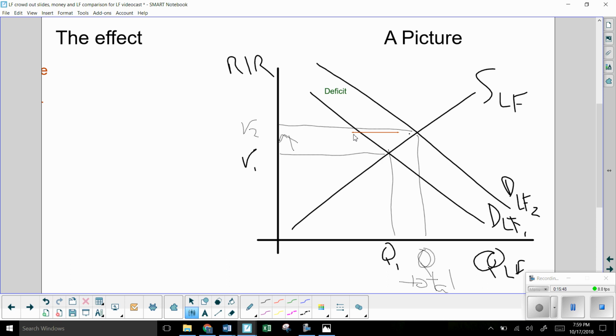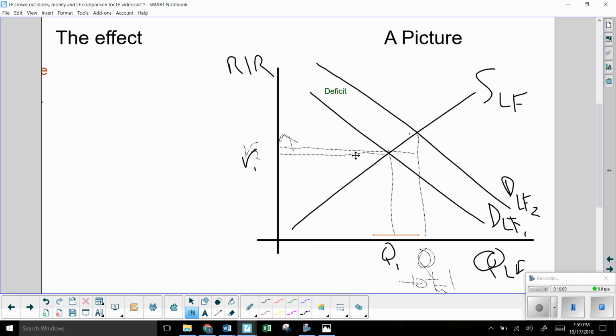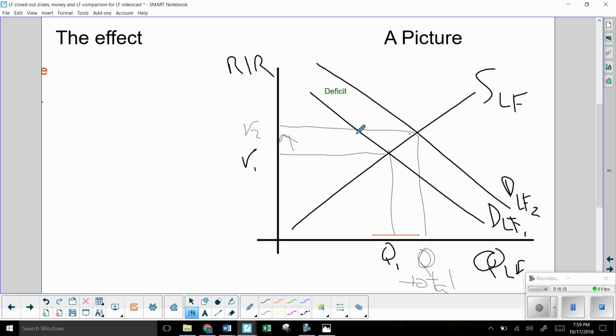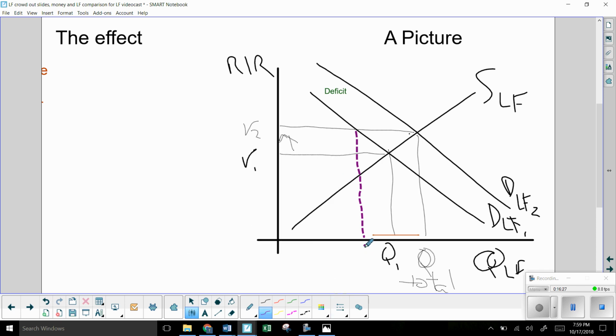Either way, we're going to come up with the conclusion that because of where this crossing point is right here, we're going to draw a downward dashed line from there, and this will give us Q private.